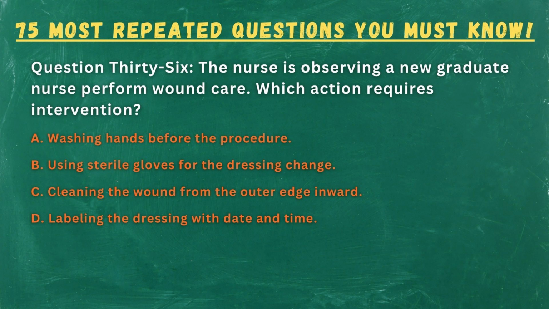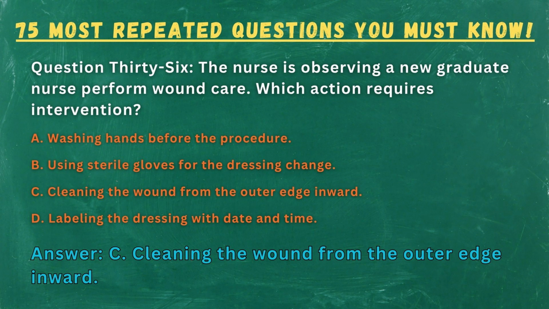Question 36. The nurse is observing a new graduate nurse perform wound care. Which action requires intervention? A. Washing hands before the procedure. B. Using sterile gloves for the dressing change. C. Cleaning the wound from the outer edge inward. D. Labeling the dressing with date and time. Answer: C. Cleaning the wound from the outer edge inward.